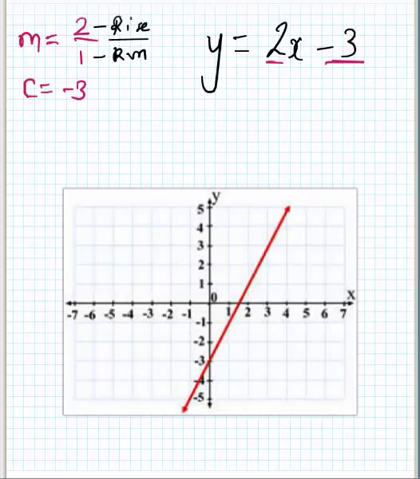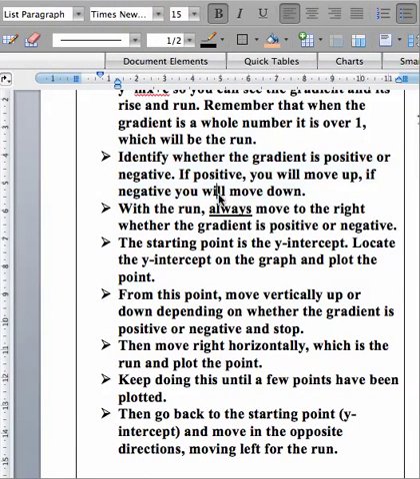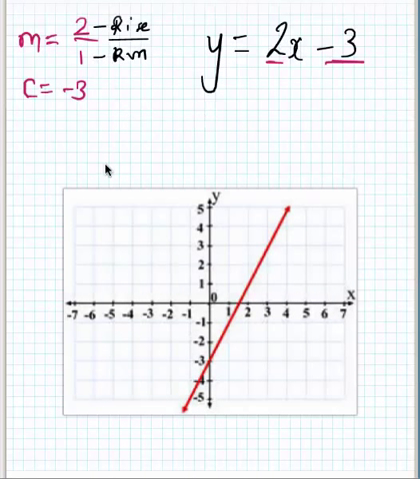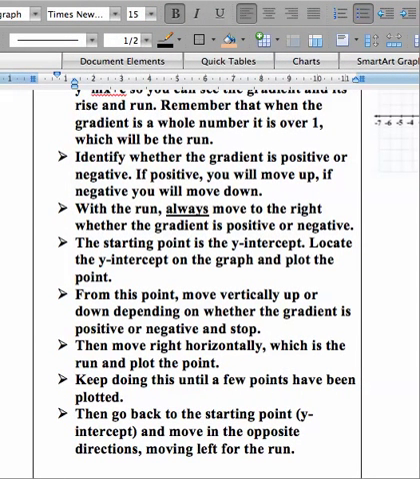So we know we have to move up or down. For this one here, are we moving up or down? Well, it's a positive gradient, a positive 2. So we're going up the hill. We will be starting off by moving up a certain number of units and then moving to the right. Now, our starting point: we have to know where we start from. The starting point is the y-intercept. So locate the y-intercept on the graph and plot this point.